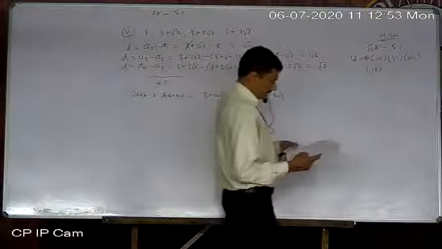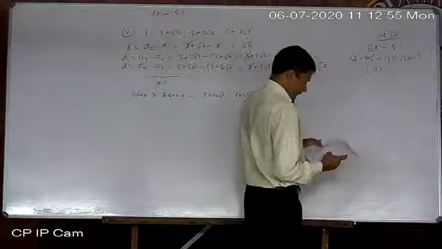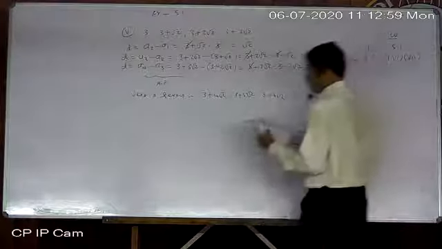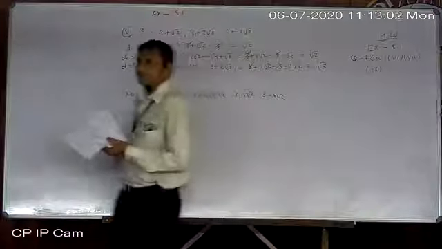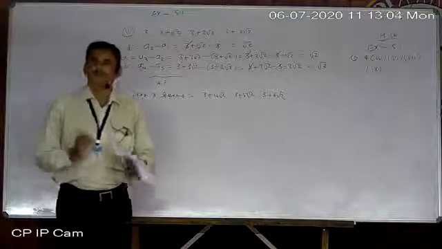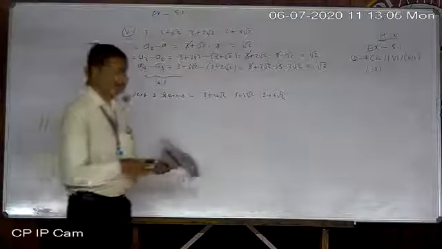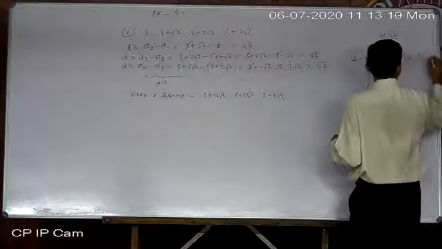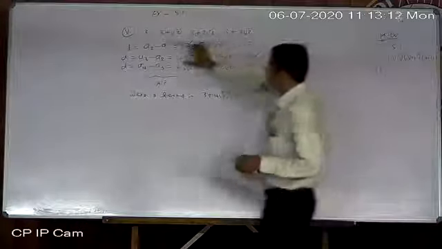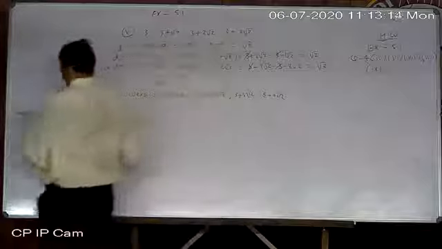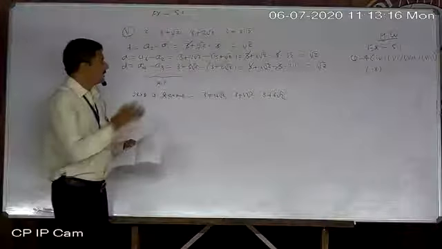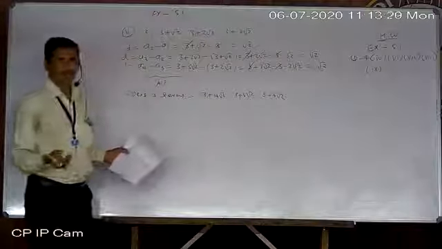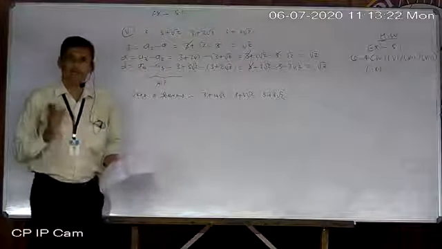Okay, 6 given, 7 also given, 8 also in homework. Actually in 8, the difference is 0. But if the difference is 0, then you can still say it is an arithmetic progression. If you take the difference of consecutive 2 terms, everywhere it is 0. Again, it is constant only. So it will be an arithmetic progression.